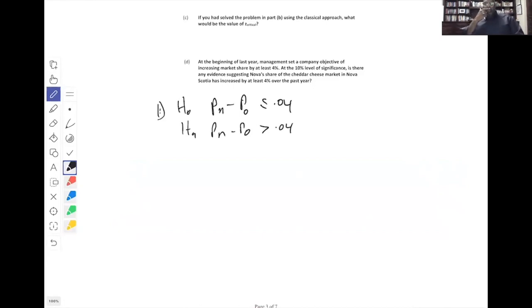Now, somebody will be looking at this and say, but it says at least 4%. Doesn't the equal to sign have to be in the alternate hypothesis? We never have the equal to sign in the alternate hypothesis. It has to be in the null hypothesis. So we just basically take that equal sign out of there and put it in the null hypothesis. And you might want to argue, but we're not including that 4%, because HA is saying strictly greater than 4%. But if you want to, you could actually rewrite 0.04 as 0.0399999 repeating.